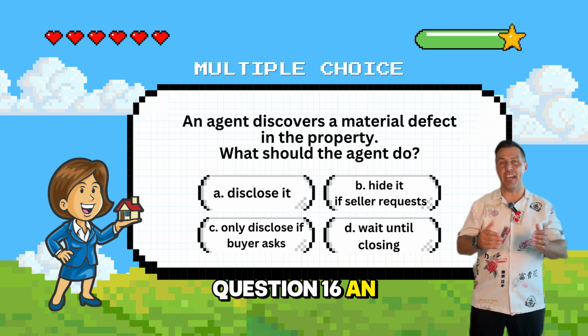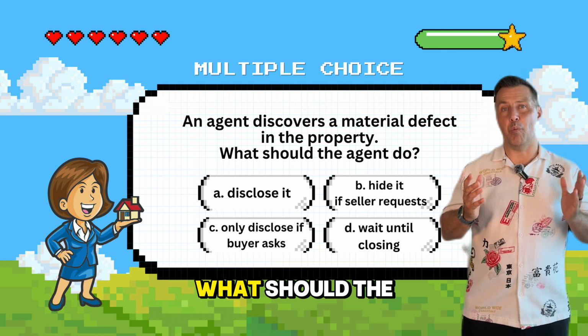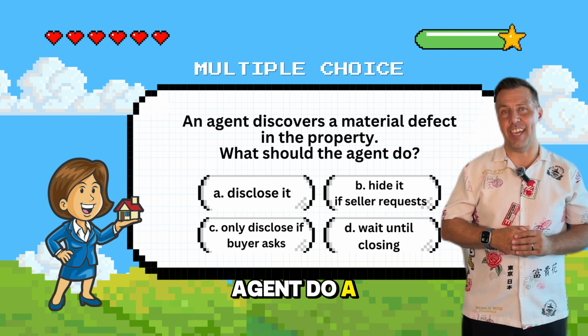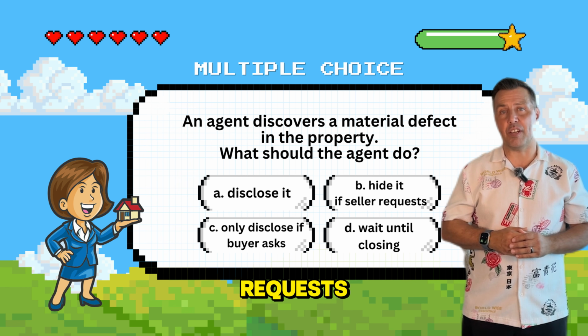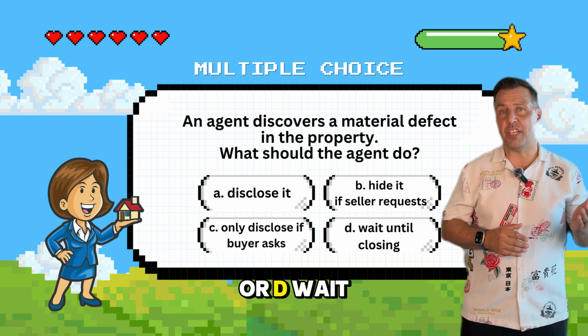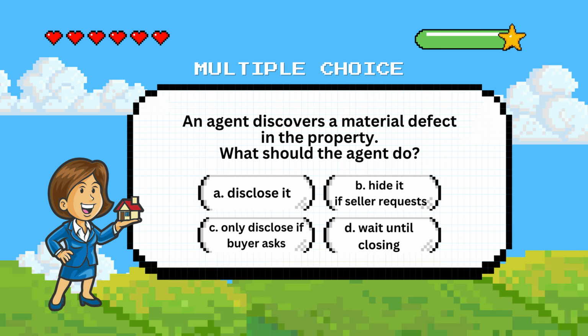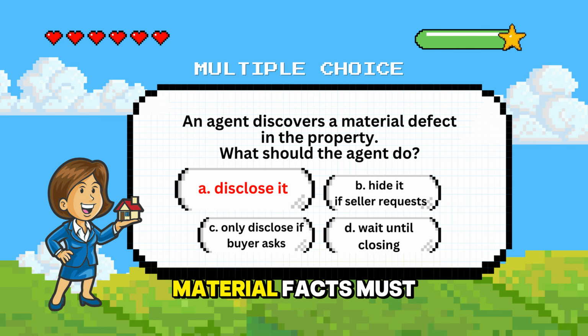Question 16. An agent discovers a material defect in a property. What should the agent do? A. Disclose it. B. Hide it if the seller requests. C. Only disclose if the buyer asks. Or D. Wait until closing. The answer is A. Disclose it. Material facts must be disclosed.